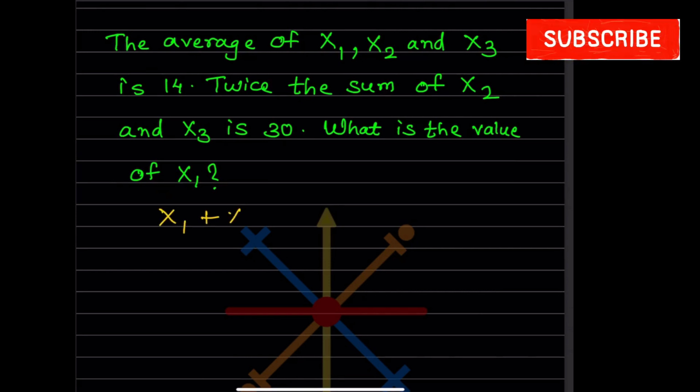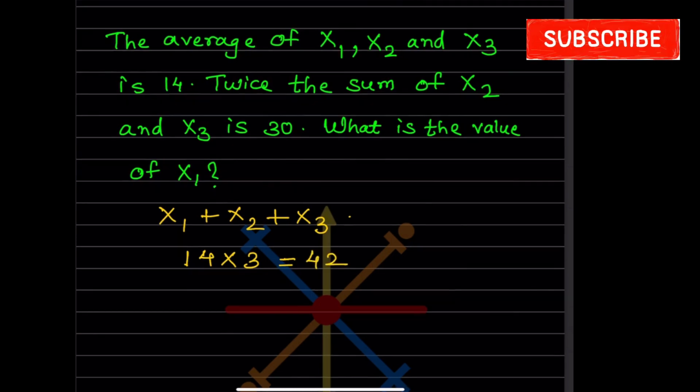x1 plus x2 plus x3. Here this is 14, which means what we can do here is write 14 multiplied by the average, which means you have to multiply this by 3. So this total is 42.